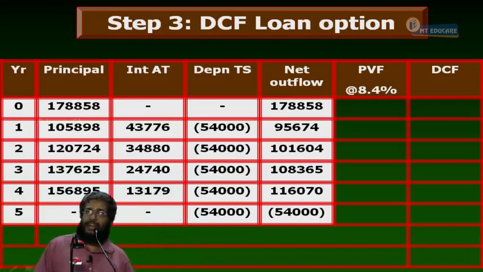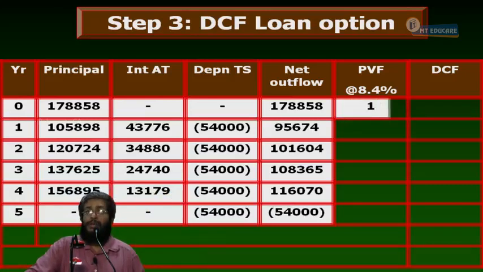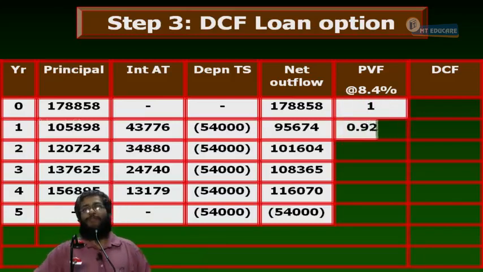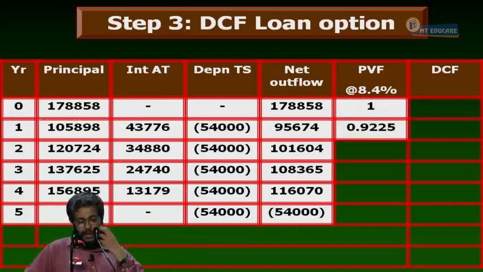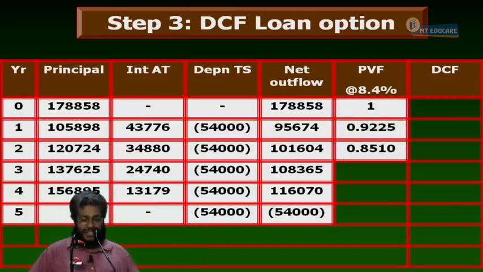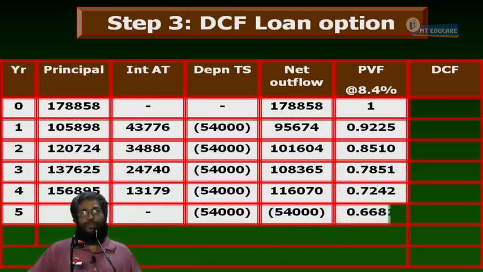Let's complete the factors. The question has given you the factors. Take the calculator, 1 divided by 1.084. Year 0 is 1. Next is 0.9225, next 0.8510, 0.7851, 0.7242, and 0.6681. So the question also discounted at 8.4% because it is the after-tax discount rate.